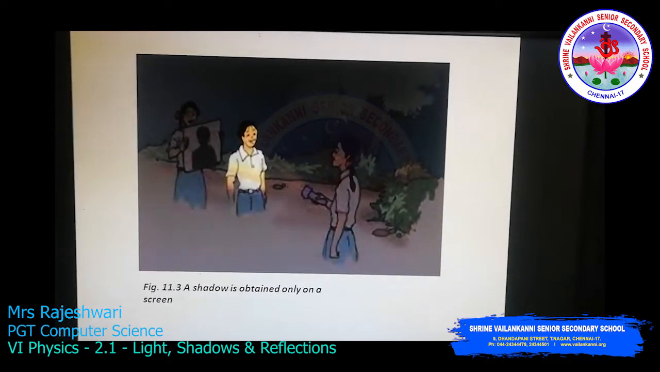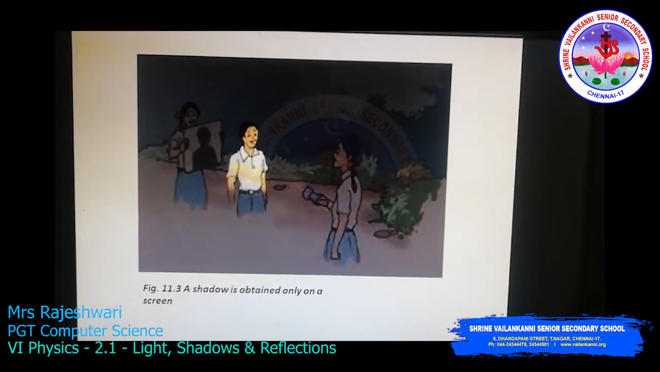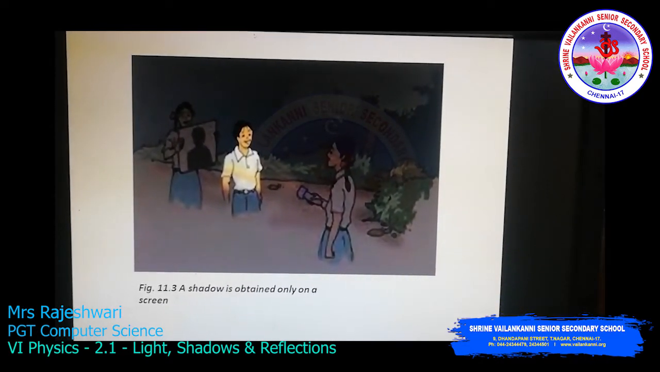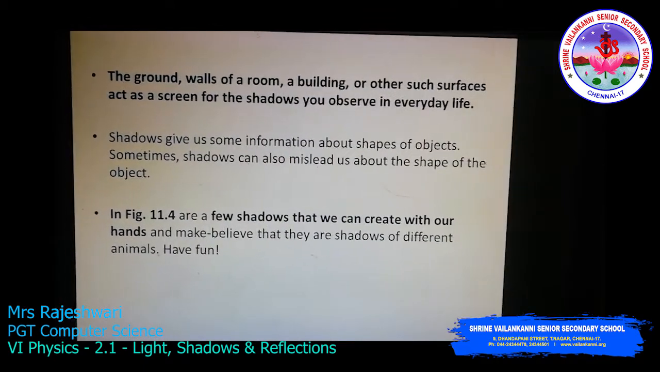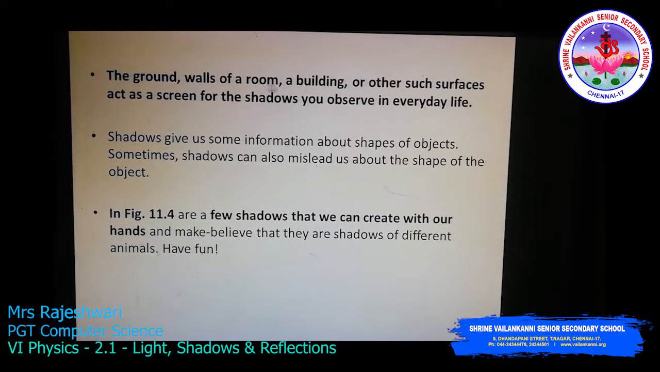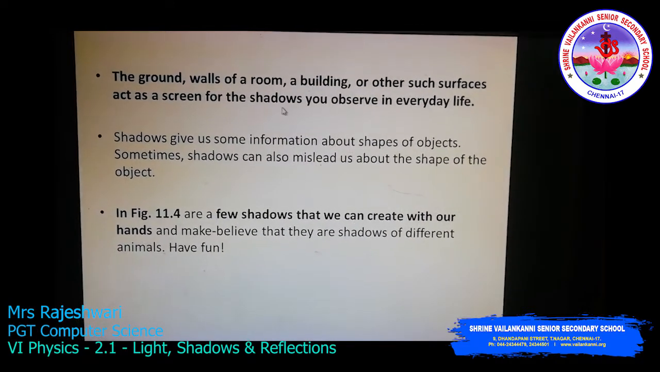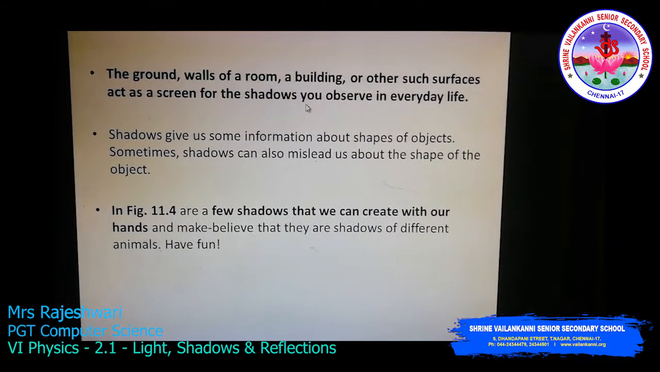So a shadow is obtained only on a screen and not on any other objects. Clear? So the screen can be the ground, or else the walls of a room, a building, or even other such surfaces that act as a screen for the shadows you observe in your everyday life.